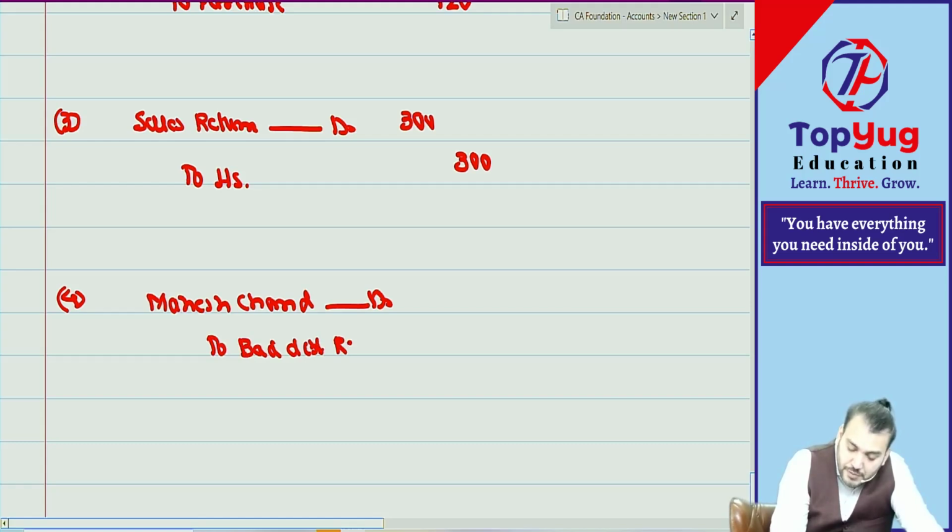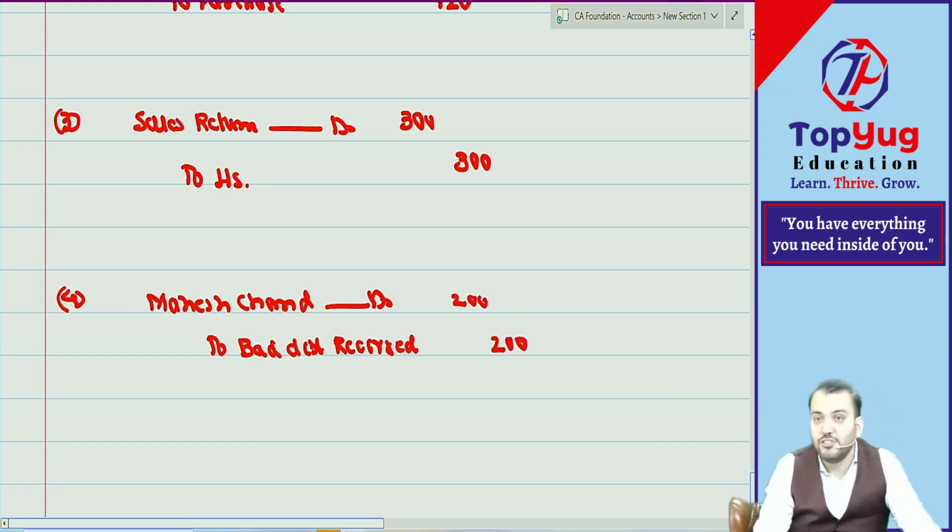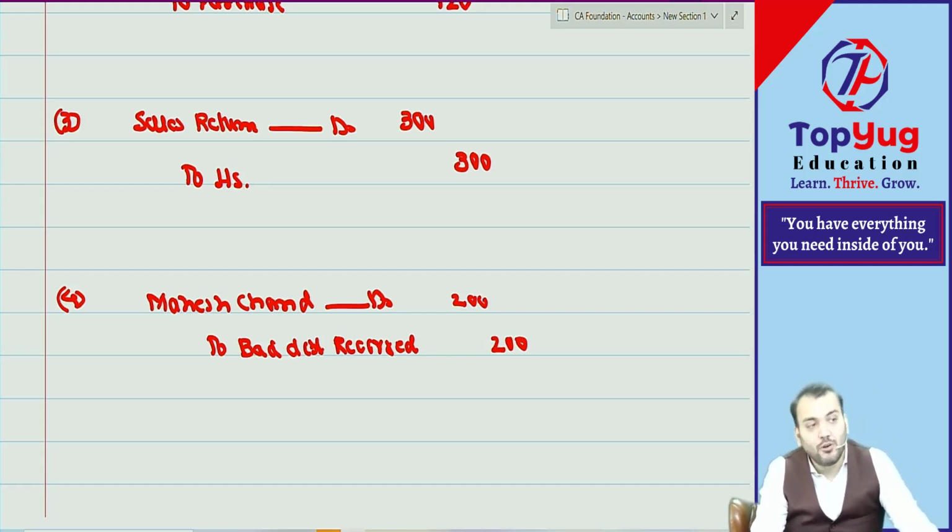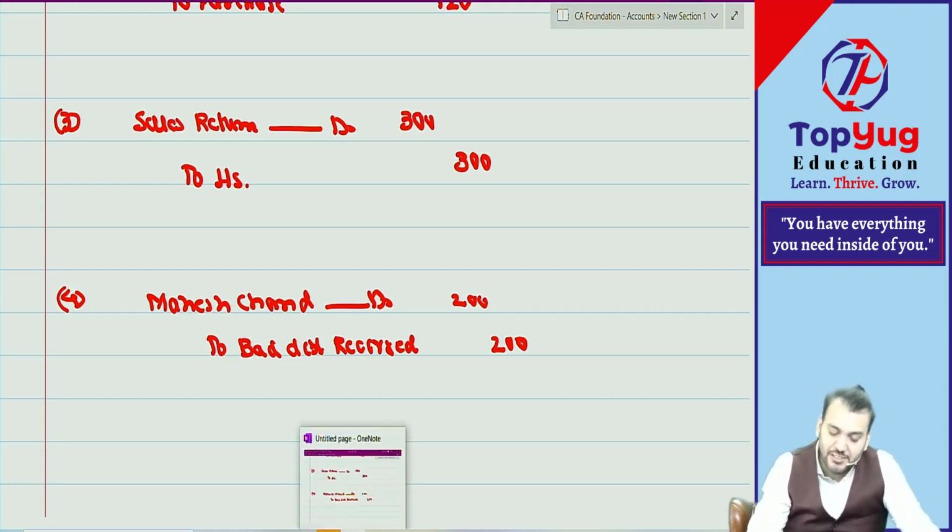Bad debt recovered. How much? 200. Anyone who has not understood this? Correct. So the correct journal entry is cash account debit to bad debt recovered. The wrong entry is cash account debit to Mahesh Chand. Rectified: Mahesh Chand account debit to bad debt recovered. This also you have understood.